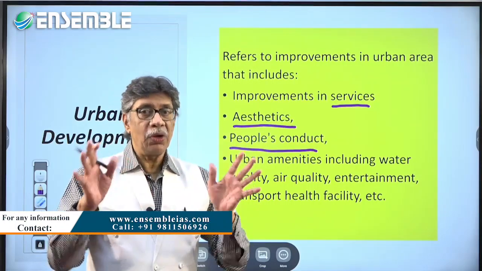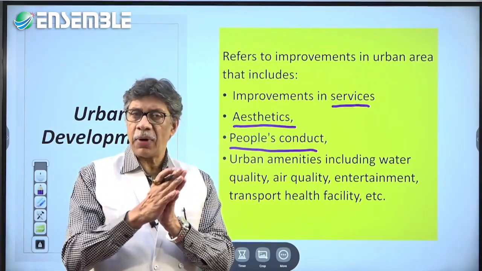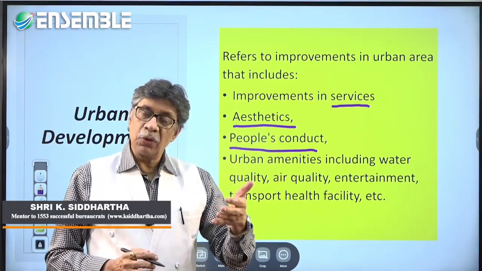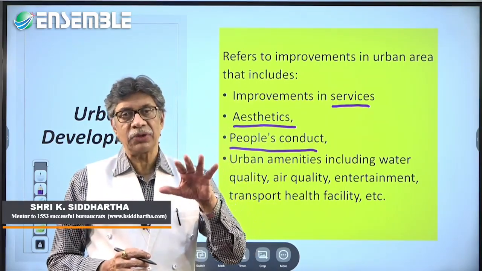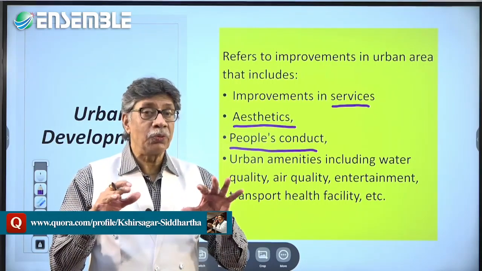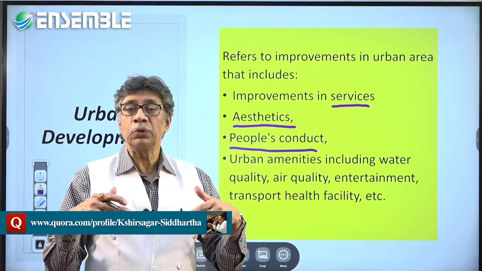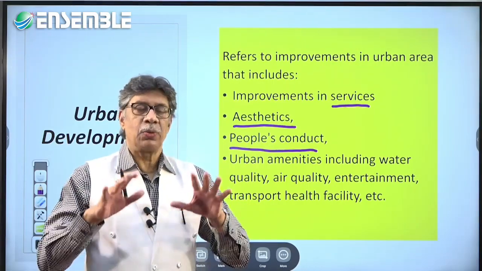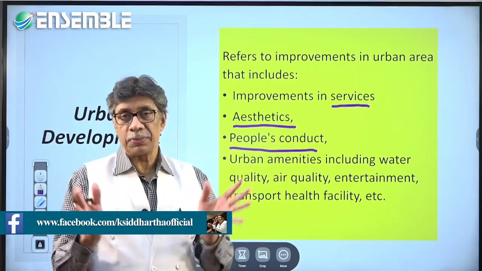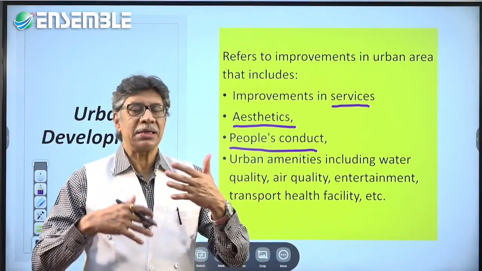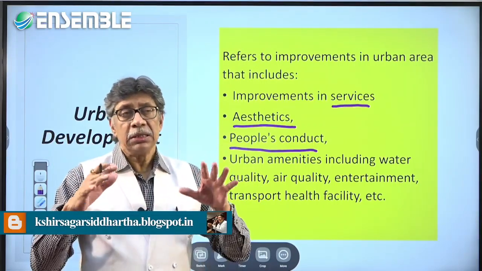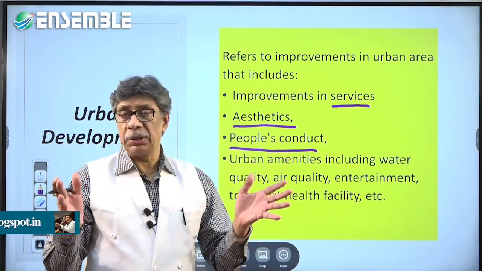Going by this definition, Delhi is far, far away from urban development, largely because you're going to find everyone who is after you, looking at how they can harm you, how they can fleece you, how they can cheat you. It's one of the most snobbish societies on this whole planet. That's just an example. Not everyone, but by and large a majority of them are like that. That means people's conduct leaves a lot to be desired.